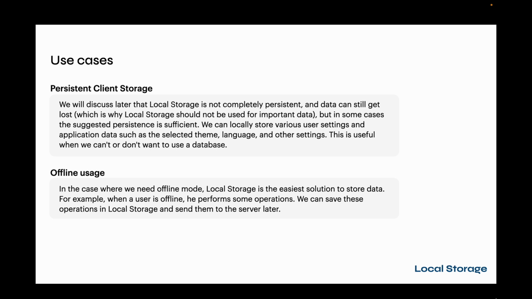For example, when a user is offline, they perform some operations. We can save the results of these operations in local storage and send them to the server later. With local storage, we can develop a simple offline-first application or an application that stores some data on the client side. For instance, we can use local storage for creating a simple to-do list. It may be used offline only, or if we have a backend, we can use local storage as a temporary storage for periods when the user doesn't have an internet connection.